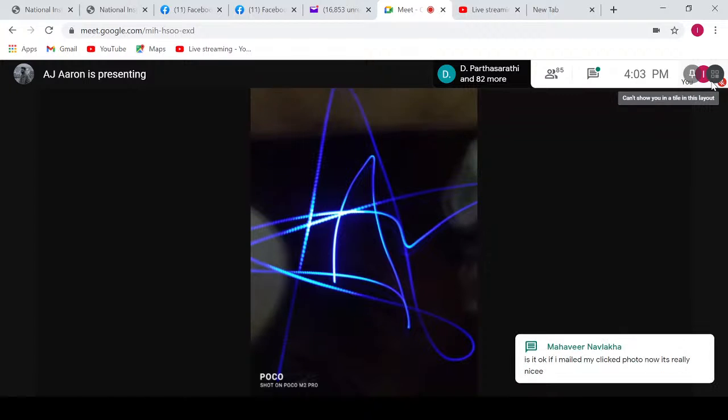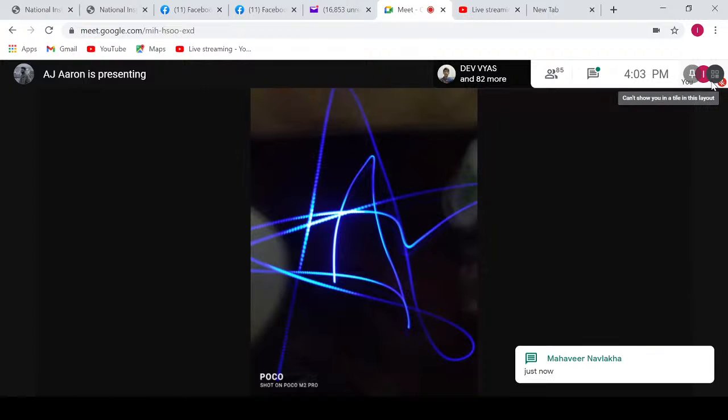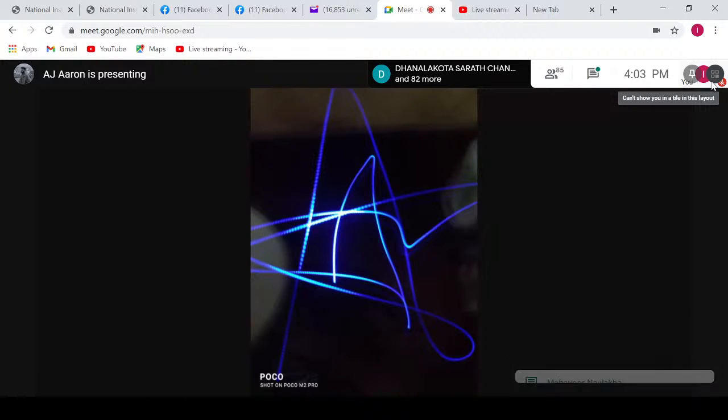Okay, so you learned about shutter speed, right? Okay, so what is shutter speed? Tell me. The time in which the shutter closes and opens. Yeah, correct. So the amount of time that shutter takes to open and close, that is shutter speed basically.